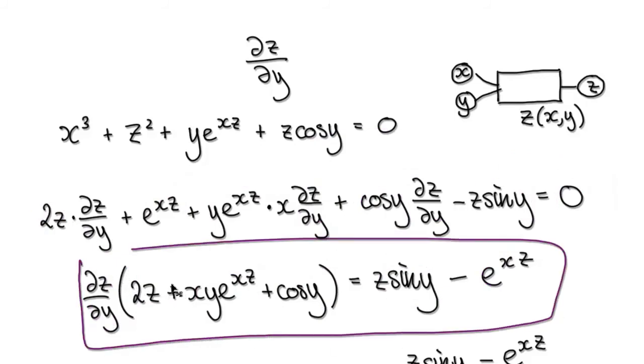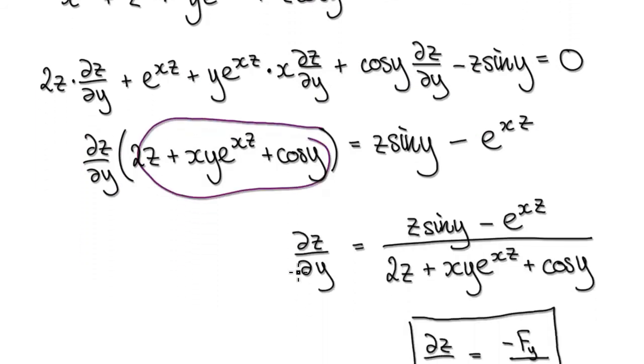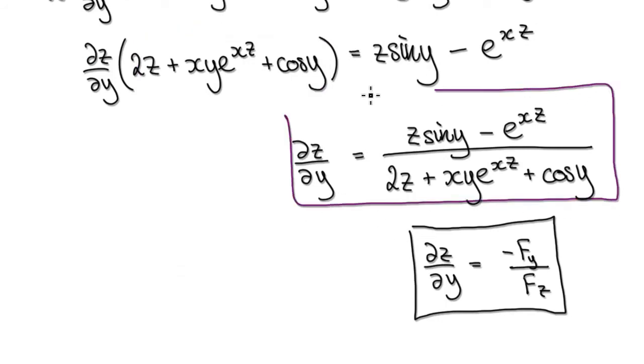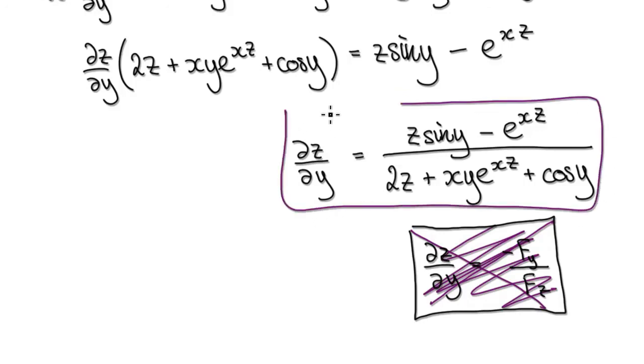And then now we want to get this on its own. So divide both sides by this whole bubble. That will then give us this. This is our final answer. And remember, there's a quick way of doing it, but ignore it for the time being. I want you to see what's really going on when you do it by hand. Okay?